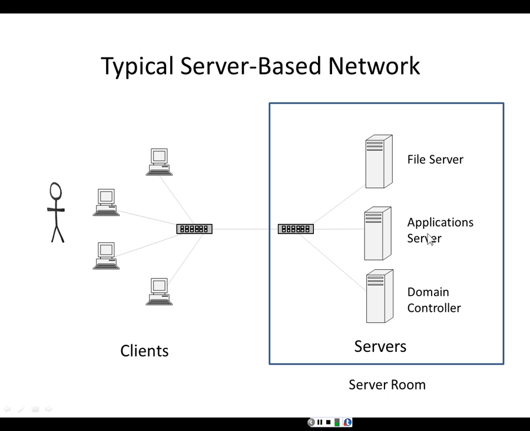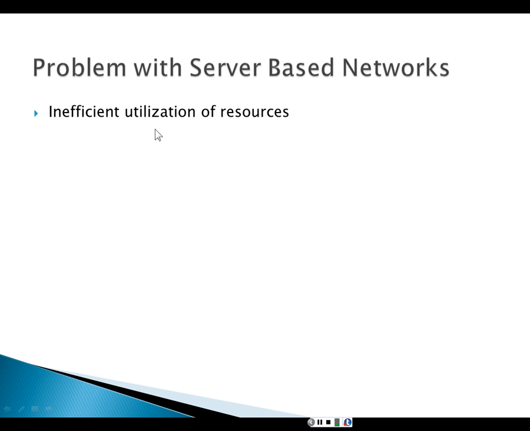There's a file server, an application server, and a domain controller. And this is where we have a separate box for each server. This is the traditional server-based network. And the disadvantage with a traditional server-based network is that there is an inefficient utilization of resources.